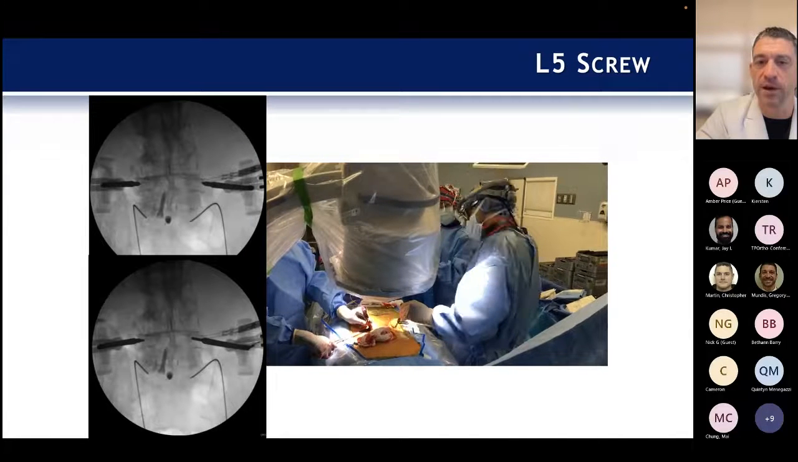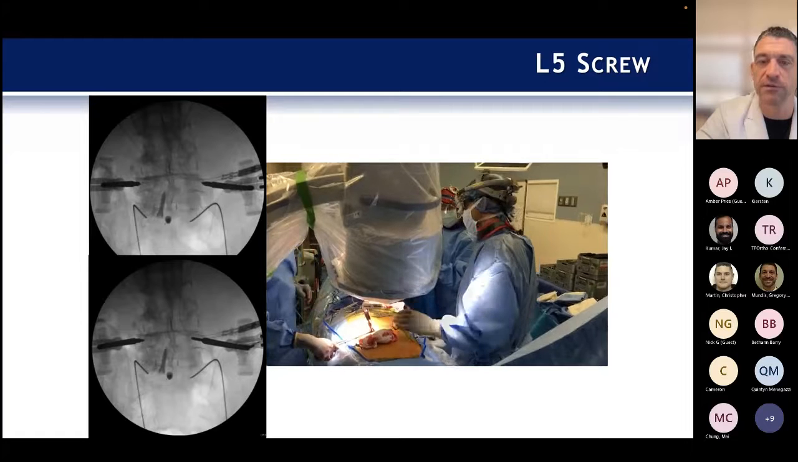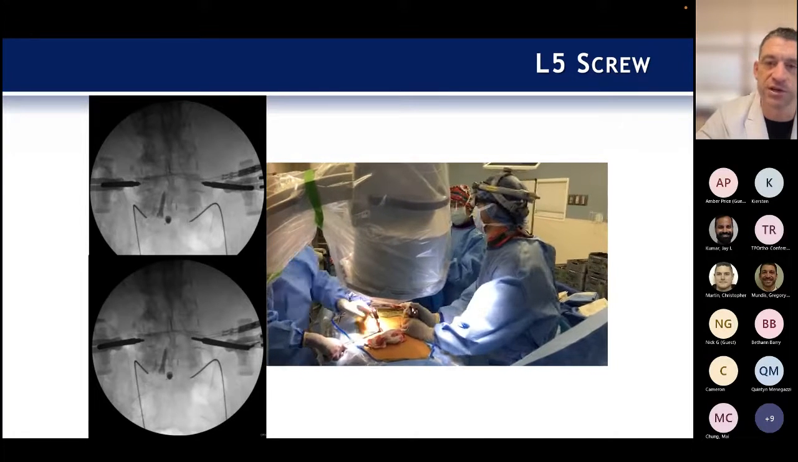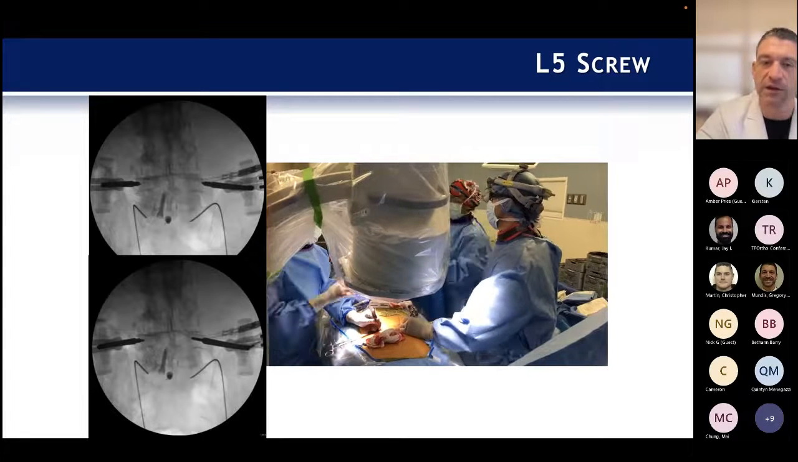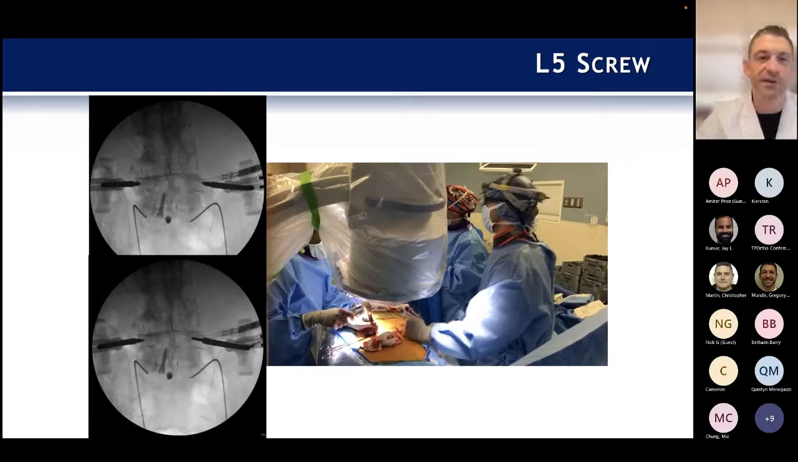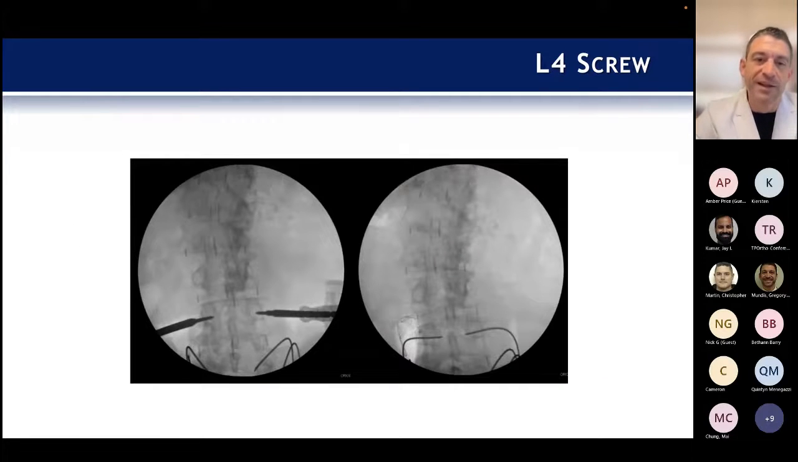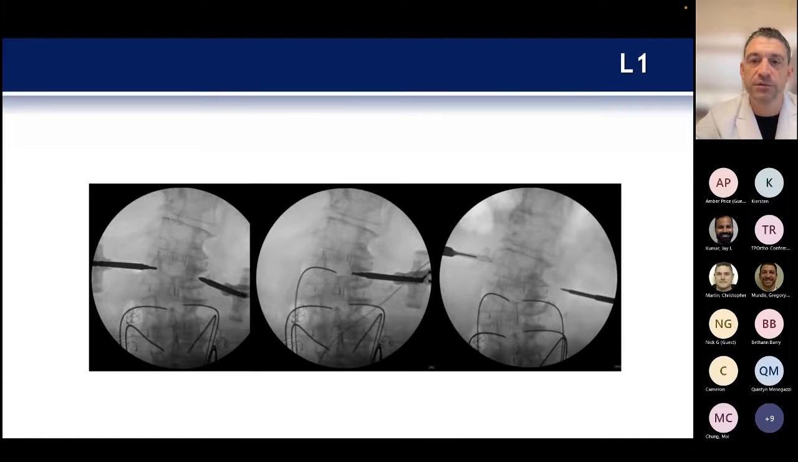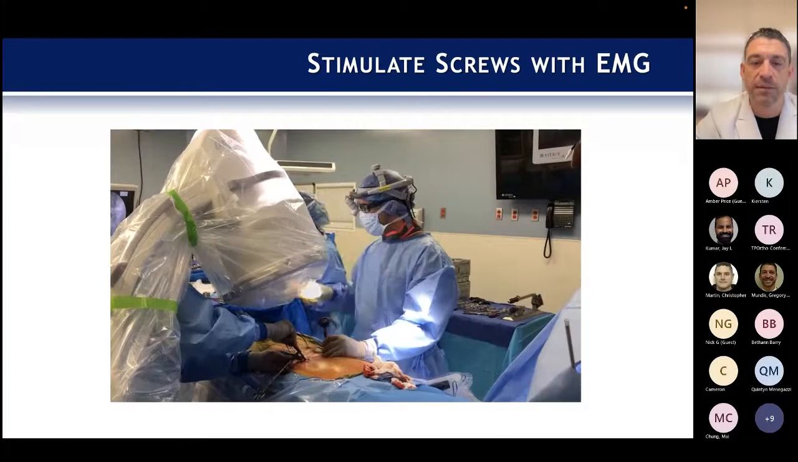So then you work your way up the spine. You're just doing it level by level, taking your time, getting your screws in. Obviously, if you're using navigation, et cetera, it's going to be fairly similar to this, with the exception of not having a big, bulky C-arm in the way. And then we'll just march our way up the spine from L4 to L3, L2, L1. Same technique all the way up.